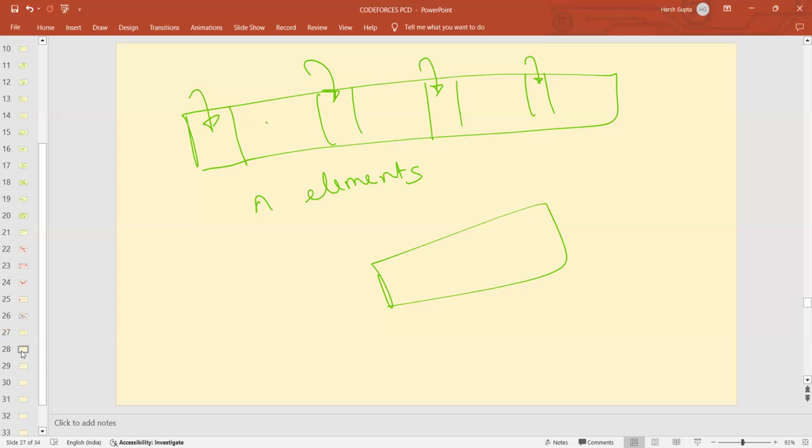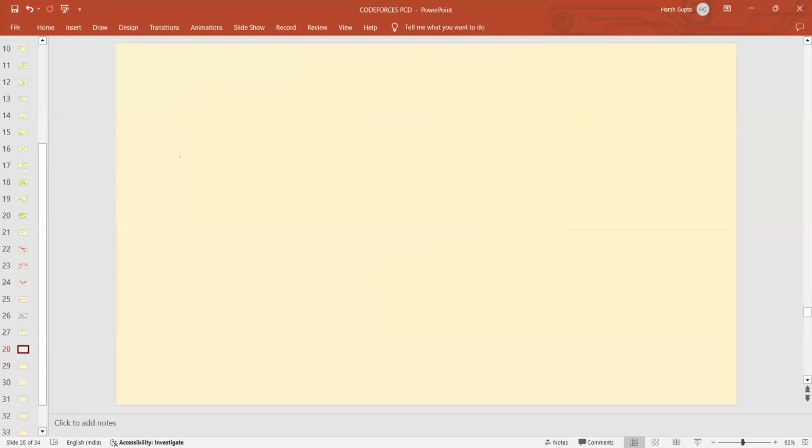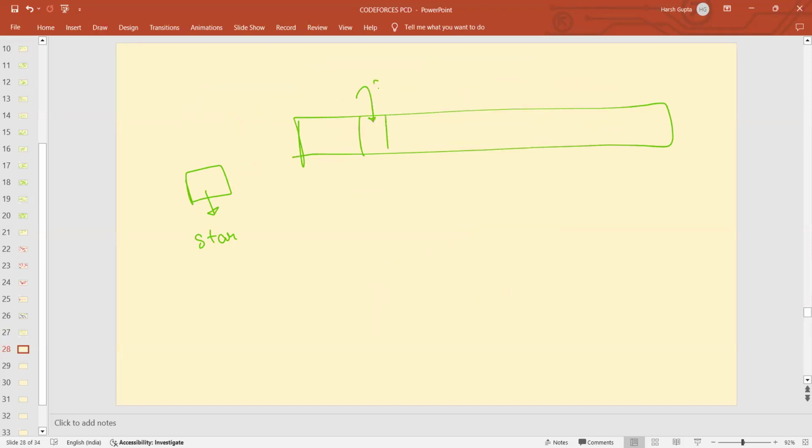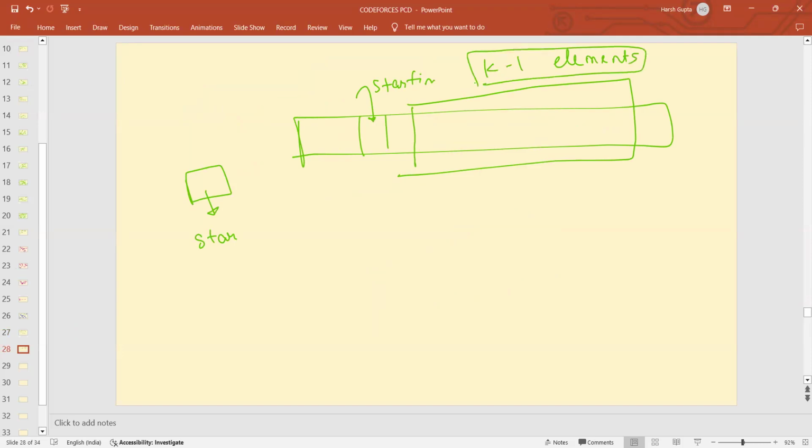Now just tell me one thing. If I tell you that this is my starting element, so you have an array, and this element is a starting element. What will you do? You will choose k minus 1 elements from here. Do everyone agree? You will choose k minus 1 elements from here, because one element is already chosen from the k-length subsequence. So if I tell you to choose the maximum k minus 1 elements from here.